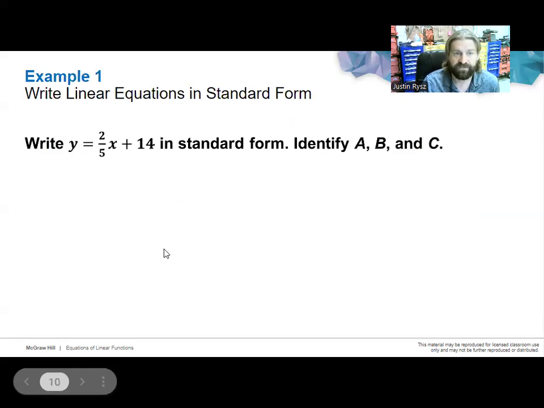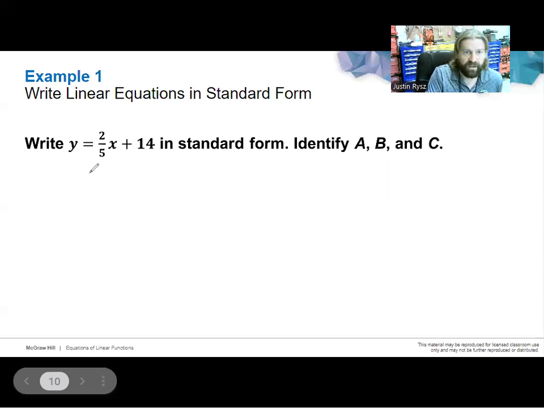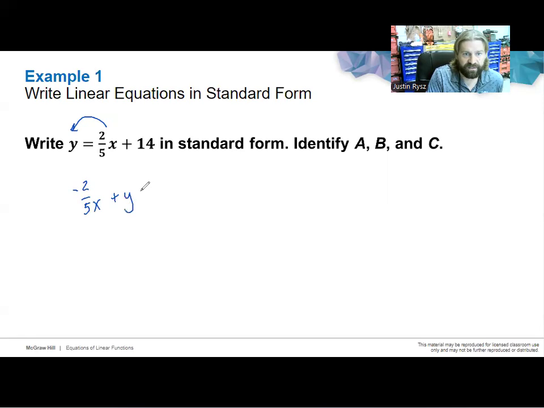All right, so what we want to do here first is to write this equation in standard form. So let me get my annotate tools out here. All right, what we want to do is first move over the x first. So we're going to minus the 2/5 x over. So we have plus y equals 14. Remember, we wanted to get into the form ax plus by equals c.